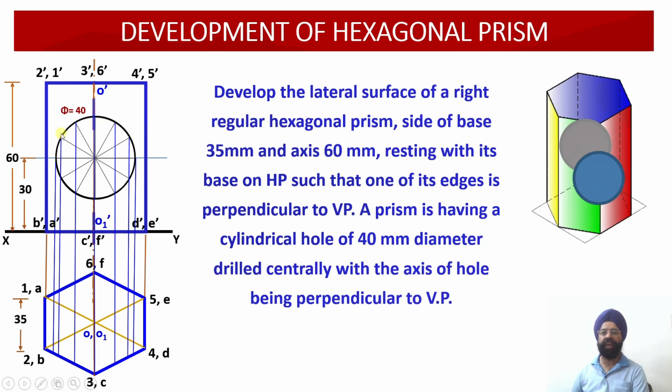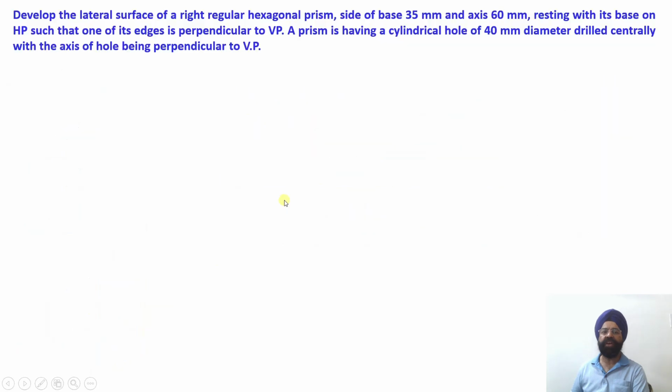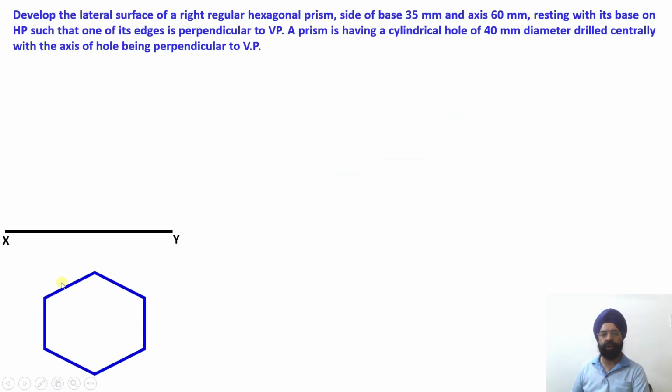Now let us start drawing the projections of this hexagonal prism. So step number 1, we are going to draw the hexagon in this orientation as we have discussed, because in this orientation one edge happens to be perpendicular to the vertical plane. Now the edge of the hexagon happens to be 35 millimeter, and the vertical edges of the hexagonal prism are 1A, 2B, 3C, 4D, 5E and 6F over here, right?